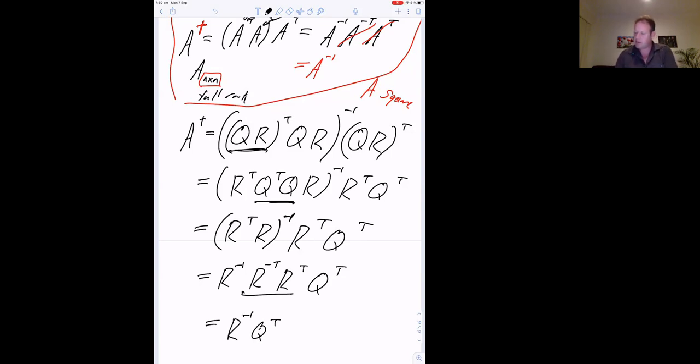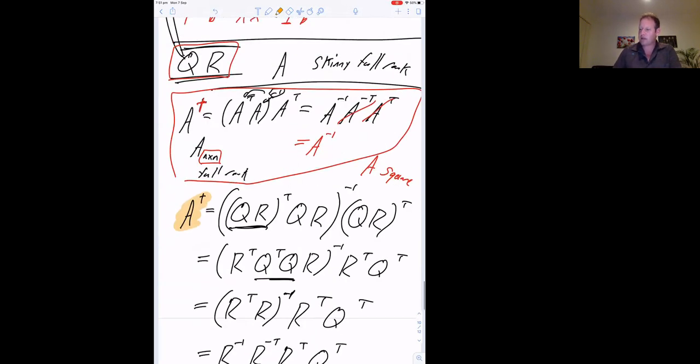So the pseudo inverse, when you look at the QR factorization, and that's actually how pseudo inverses are typically calculated algorithmically via QR factorizations, is R inverse Q transpose. Okay, R inverse Q transpose. And that's it. That was one application of QR into this.